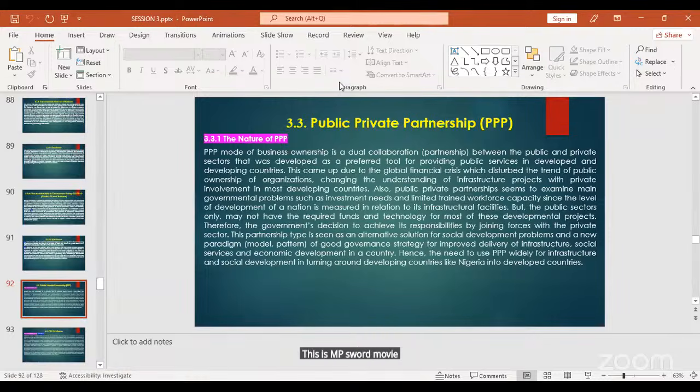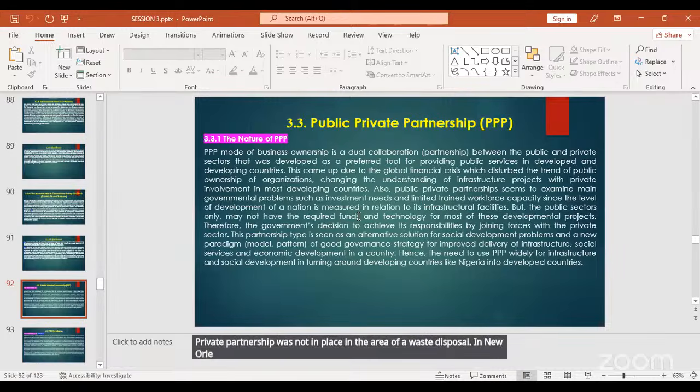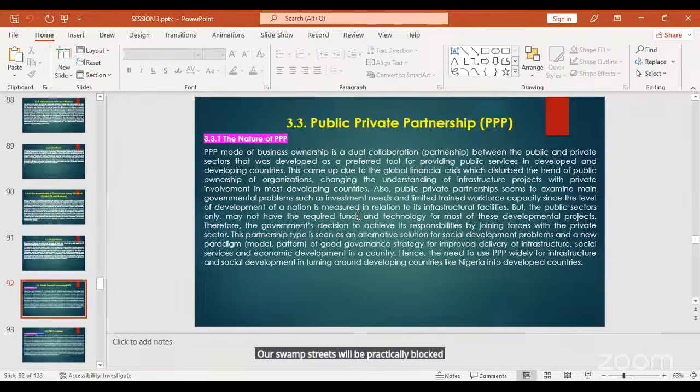Those of you who knew Lagos many years back, when private partnership was not in place in the area of waste disposal, you knew how Lagos looked. How some streets would be practically blocked by waste. Do you see that again?